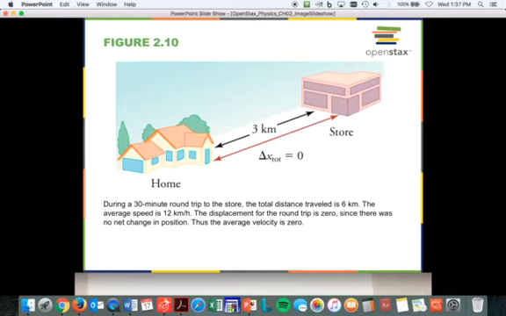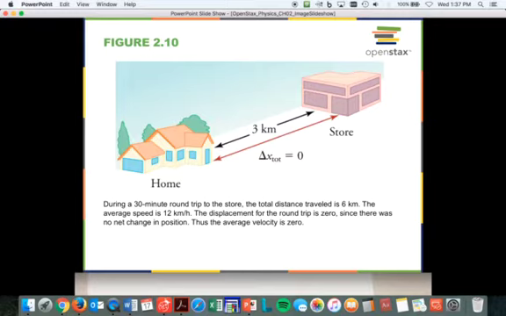All right, so here we go. During a 30-minute trip, now this is crucial, 30-minute trip to the store, the total distance traveled is 6 kilometers. It took 3,000 meters to get to the store, 3,000 meters to come back. So the total distance you went is 6 kilometers. The average speed that you went was 12 kilometers per hour, and the time that you were gone was a half an hour.